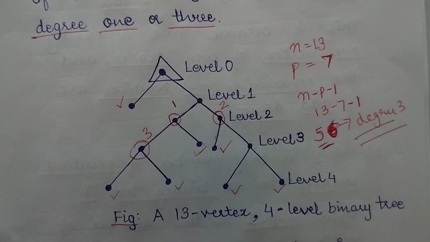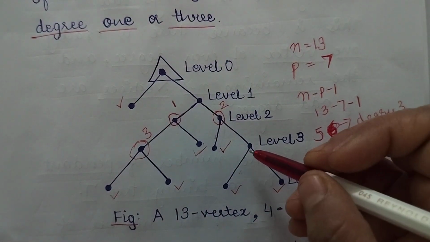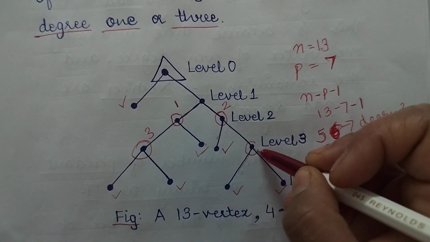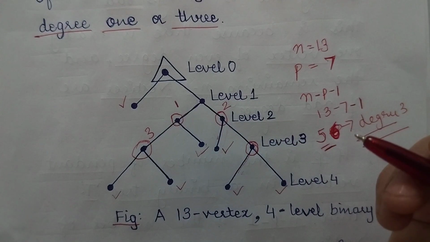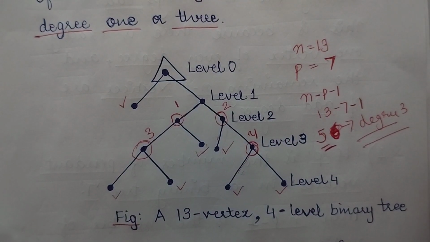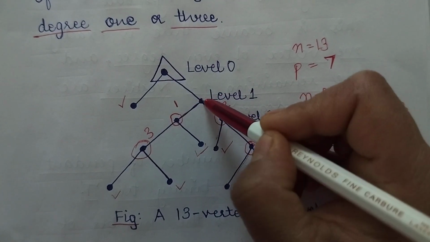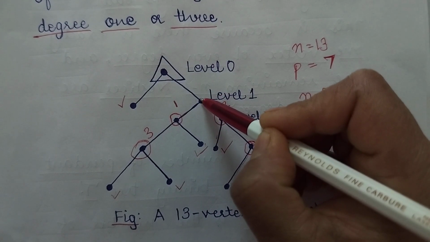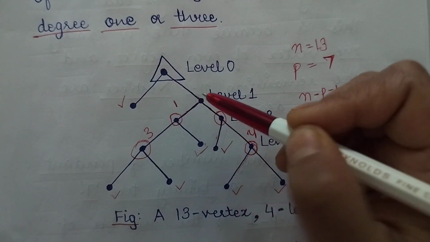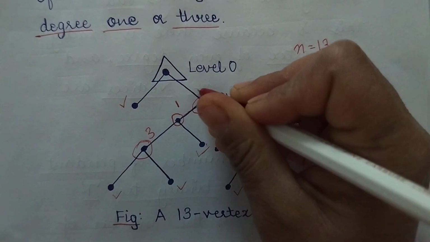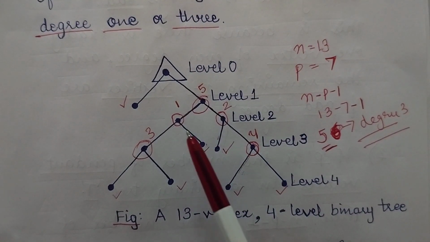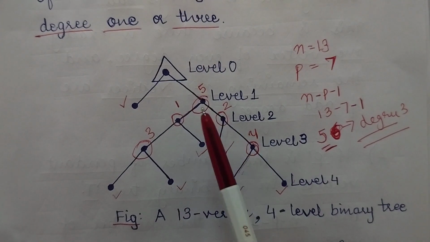Then this is the fourth vertex with degree 3: 1, 2, 3, because 3 edges are branching out from this vertex also. Then if I look at this vertex, this is also a vertex with degree 3. You can see there are 3 edges branching out from this vertex: 1, 2 and 3. So this is the fifth vertex with degree 3. So clearly 1, 2, 3, 4 and 5.